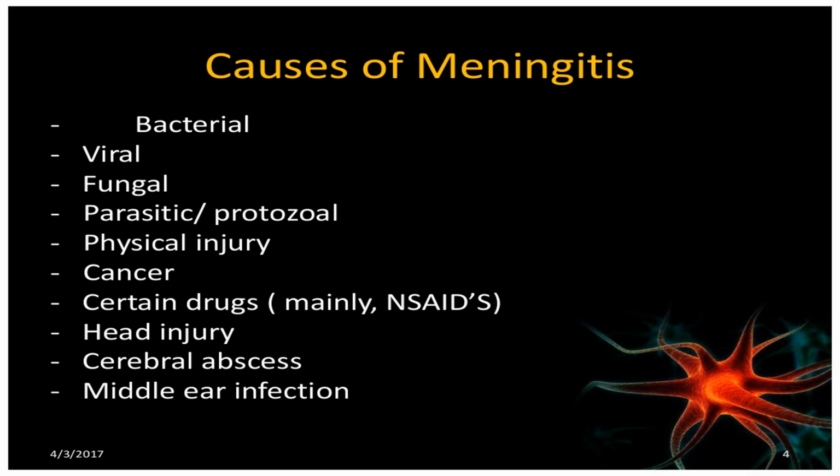Now, the causes of meningitis, like I was saying: there is bacterial meningitis caused by different types of bacteria, viral meningitis, fungal meningitis, parasitic meningitis, and physical injury like blunt force trauma to the head, cancer, and then certain drugs like NSAIDs. These are non-steroidal anti-inflammatory drugs, which are usually taken to reduce pain or fever or blood clots.